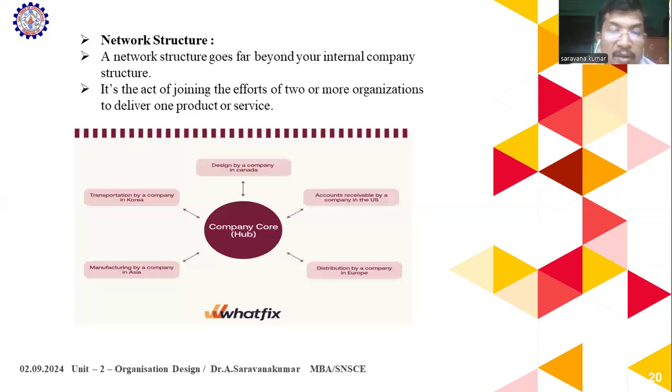It's very important for the center of the company: designed by a company in Canada, accounts receivable by a company in the US, distribution by a company in Europe, manufacturing by a company in Asia, transportation by a company in Korea. So you have different network structures, but beyond your internal company structure. The head office is the company core. It's the act of joining the efforts of two or more organizations to deliver one product or service. That is a network structure.